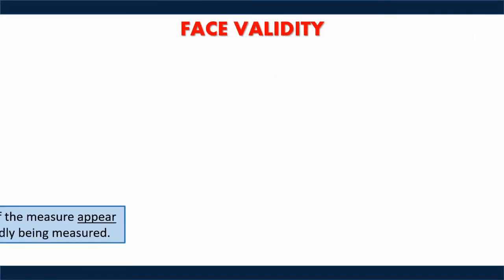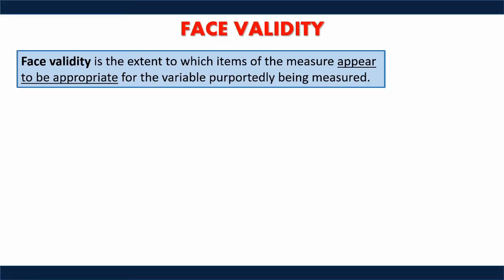The face validity of a measure is the extent to which the items and content of that measure appear to be appropriate for measuring the variable. Often when we evaluate face validity, it's done with an eyeball test where the researcher considers the definition and looks carefully at the items to see whether there's correspondence between the two.